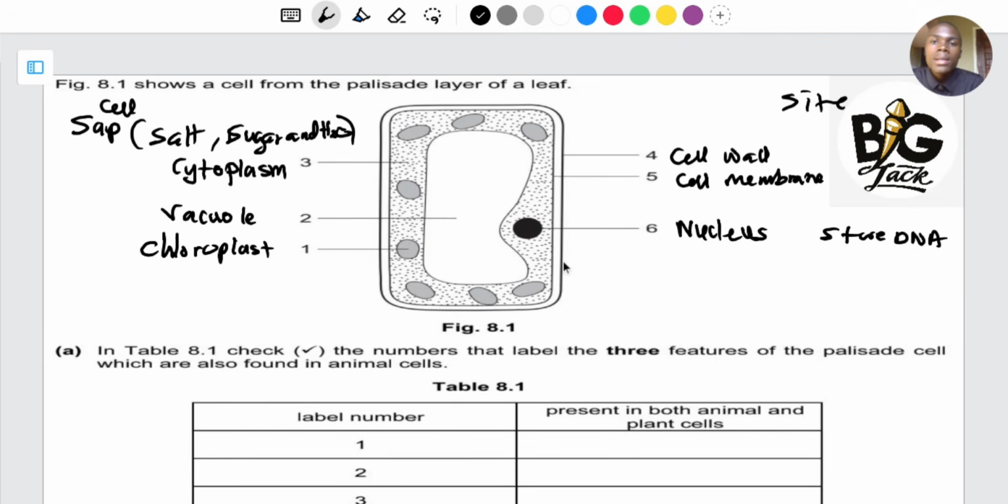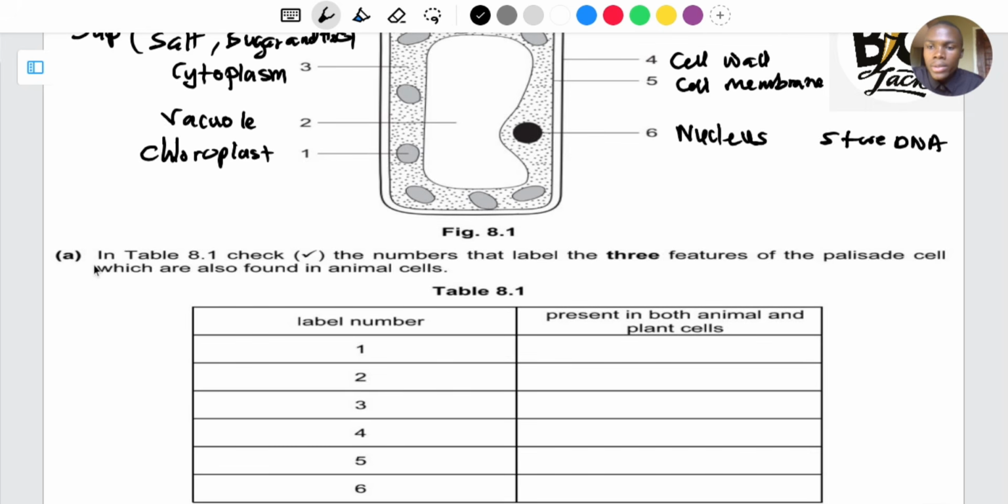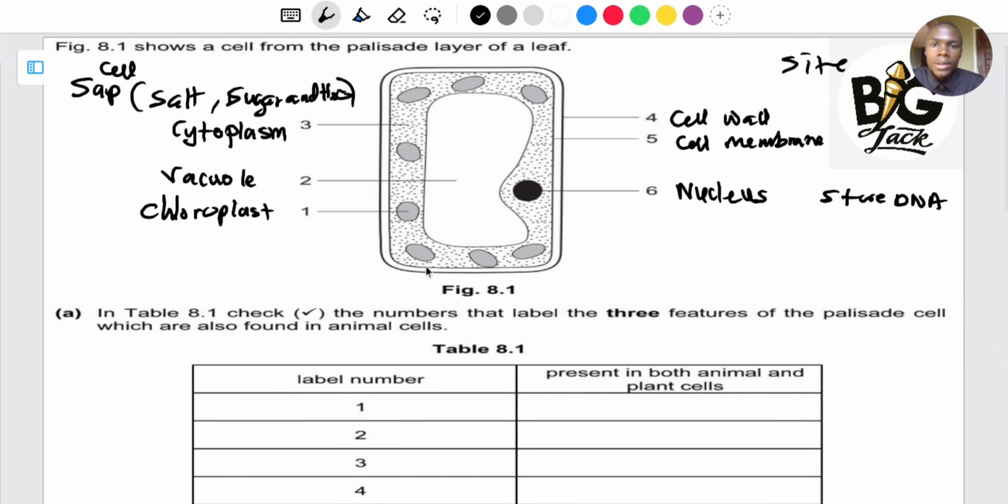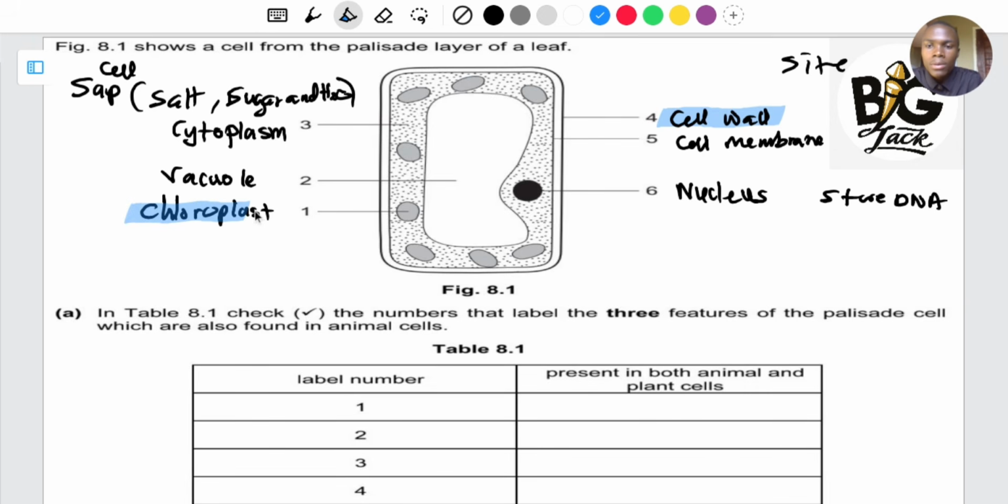So now let's try to answer the questions here. We have this question which is saying in table 8.1, check the numbers that label the 3 features of the palisade cell which are also present in animals. One thing that you need to know here is this: the cell wall is not present in animals, the chloroplast is not present in animals, as well as the vacuole is not present in animals. Of course, it is present in small amounts, so it is insignificant. So these are the structures which are not present in animals.